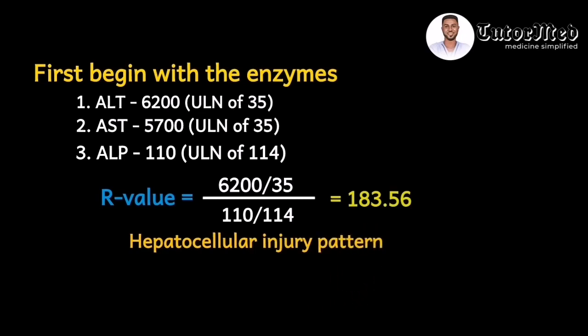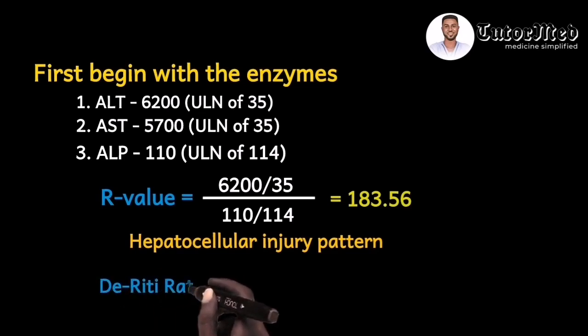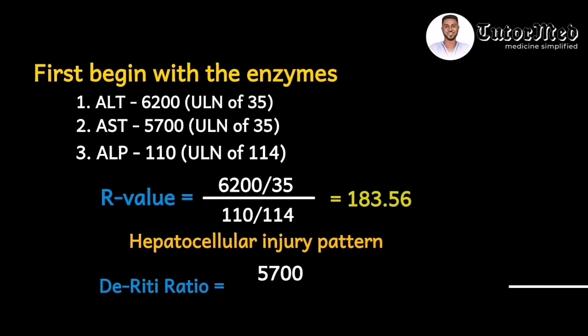The next thing is to find the De Ritis ratio. De Ritis ratio is the same as AST over ALT. So that would give us 5,700 all over 6,200. And the answer came to 0.91. Remember, a De Ritis ratio of greater than 2 is suggestive of an alcohol-induced liver damage. And since this is less than 2, alcohol-induced liver damage is unlikely.